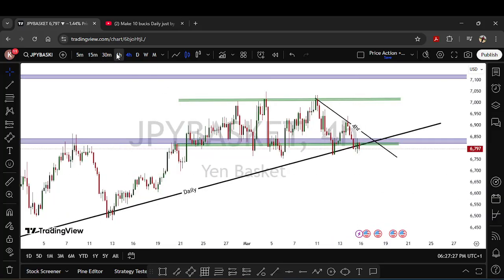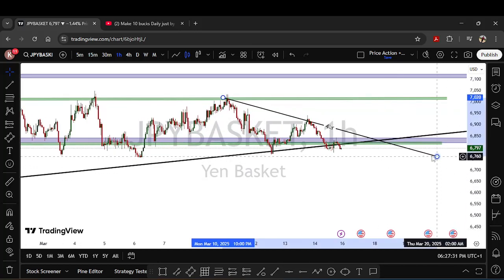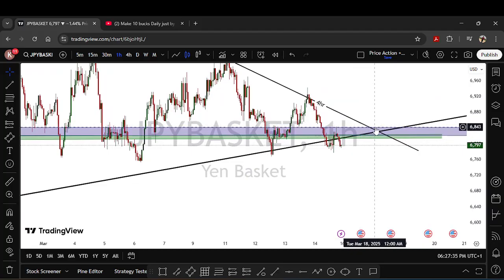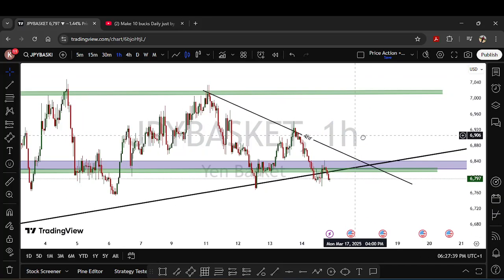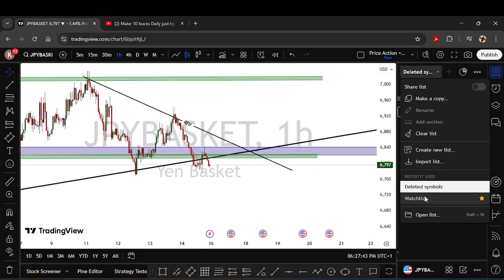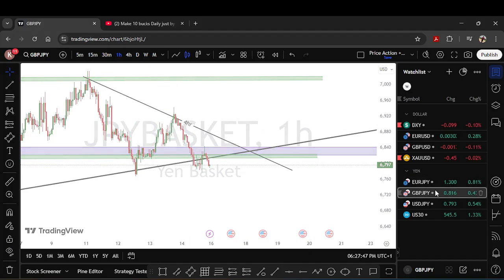So that's the only thing. Let me check the 1 hour. We don't have any entry yet. Trust me, guys, we don't have any entry yet, because for me to enter a trade, I would like to see maybe it touch a dip of the trend line, sweep liquidity, something like that. So right now there's no entry, so let's not even get there. Let's just get to the real things we're going to trade, because we can't trade this yen basket.